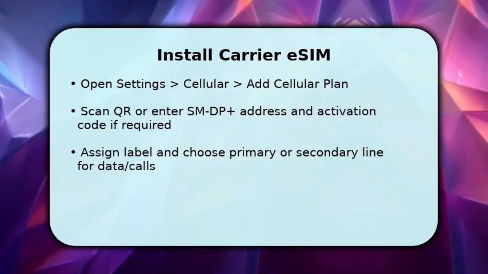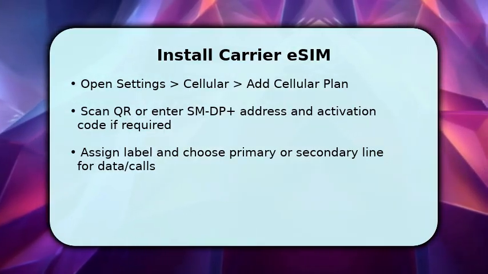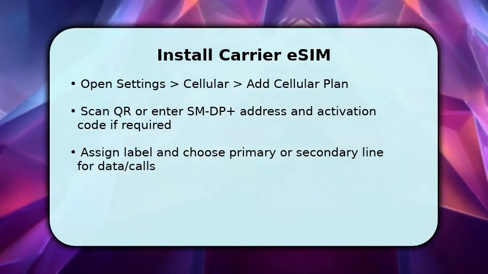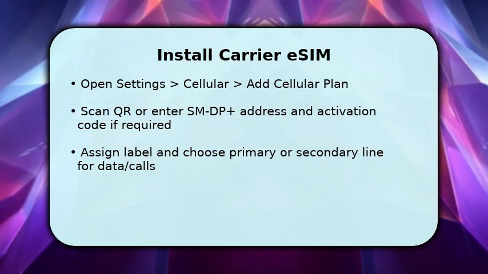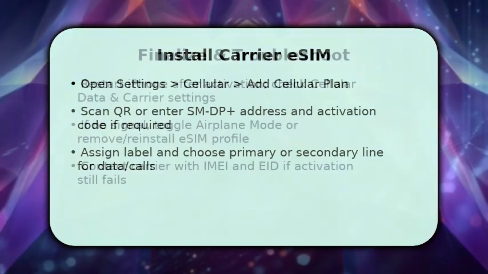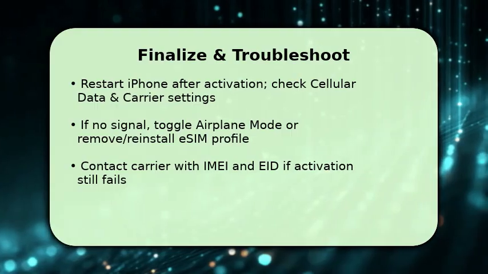Once the plan installs, label it Work or Personal, and decide whether it's your default for voice, SMS, or cellular data so the phone handles calls and data correctly. Finish by confirming the line is active. Restart the iPhone, then verify cellular data and carrier options show the new plan.